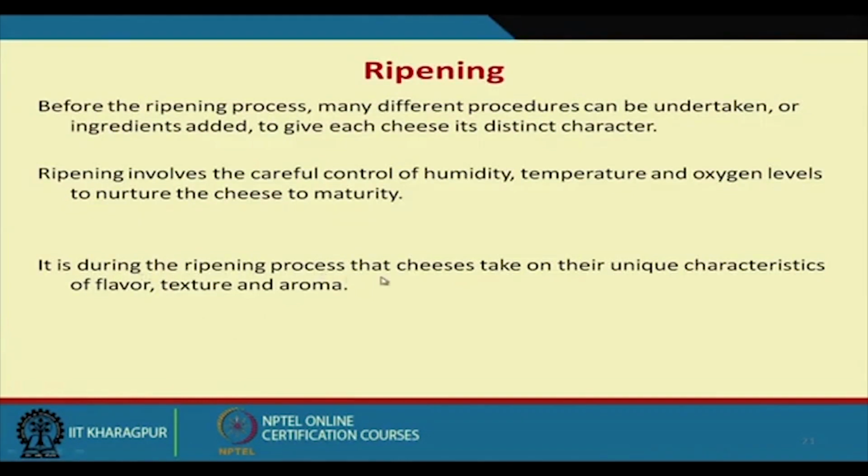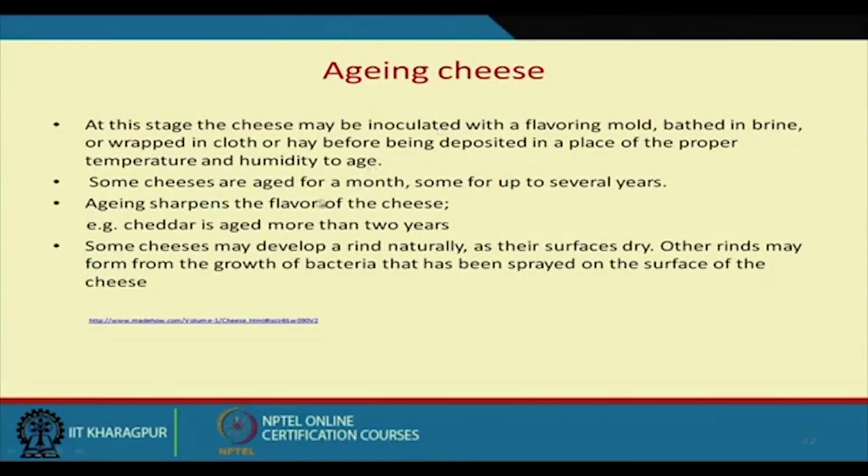It is during the ripening process that cheese acquires its unique characteristics of flavor, texture and aroma, because during this storing process different chemical and biochemical reactions take place that improve the flavor and texture of the cheese. This is why ripening is very important. Aging of cheese is also very important.